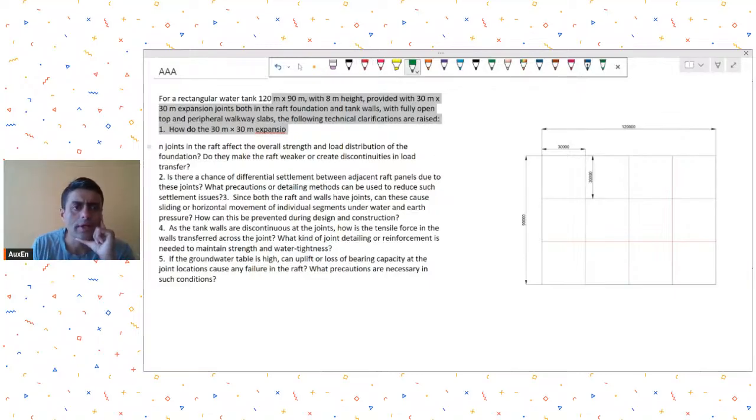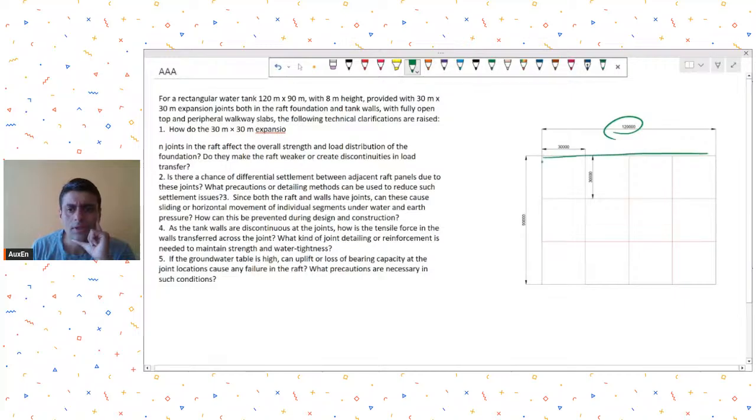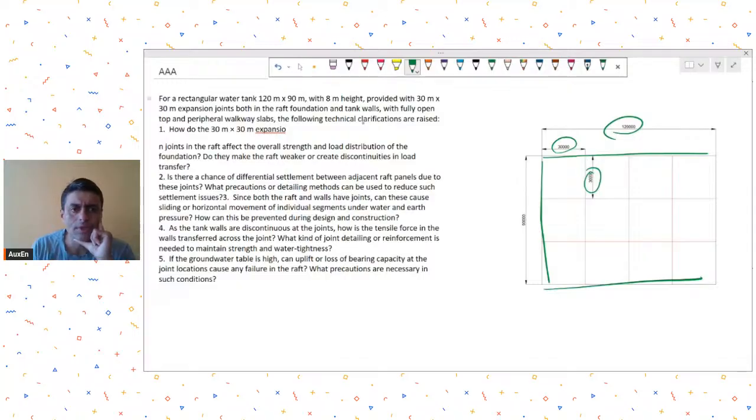What I can see from the question is that this is a 120 meter and 90 meter tank, and he's saying 30 by 30 expansion joints. I'm not sure how he's providing expansion joints in tank walls. So if he's live, can he provide more inputs? How is he providing expansion joints in the water retaining structure?